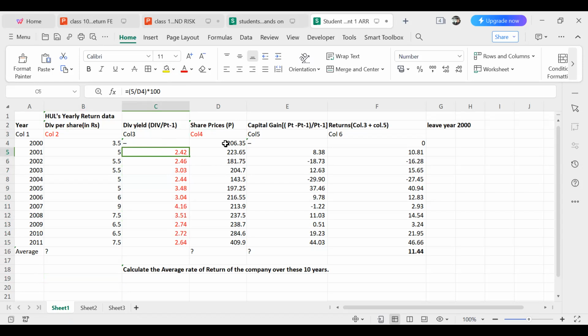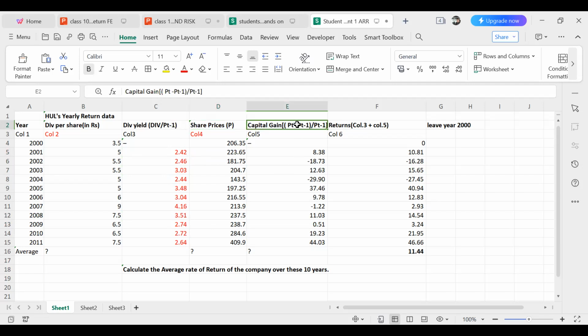So in this case, your price D4 you can see is 206. Similarly, for the next year, the share price becomes your denominator. So each year's dividend per share you are dividing with the share price of the previous year, and this is how you have got the dividend yield.